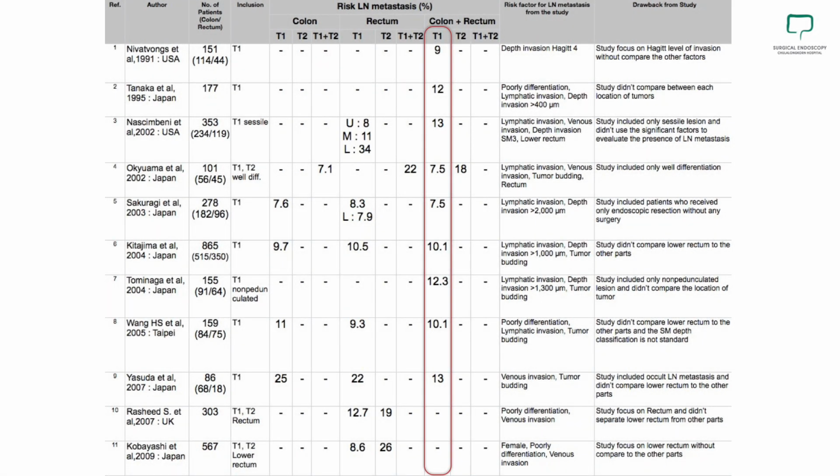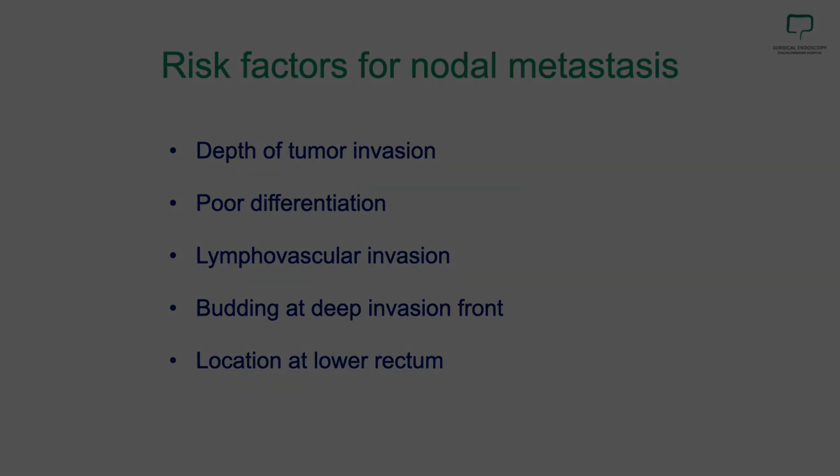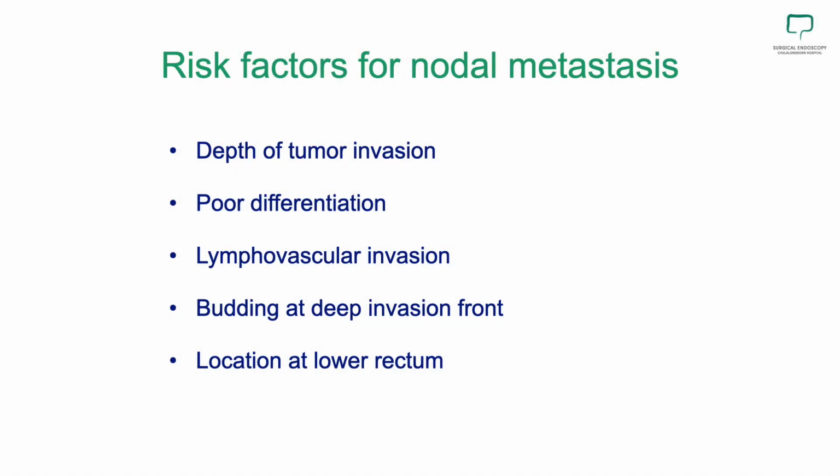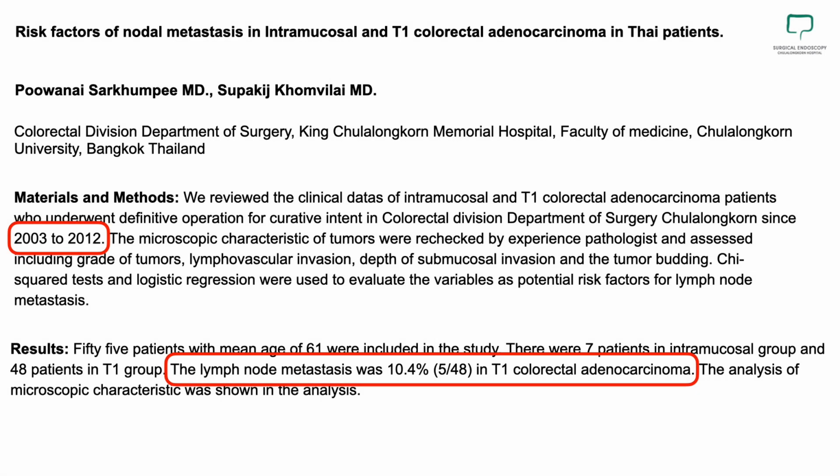T1 colorectal cancer has a 7 to 13% chance of lymph node metastasis. These are risk factors for nodal metastasis: depth of tumor invasion, poor differentiation, lymphovascular invasion, budding, and location at the lower rectum. From our own data in surgical endoscopy at Chulalongkorn Hospital, we found lymph node metastasis is 10% in T1 colorectal cancer.